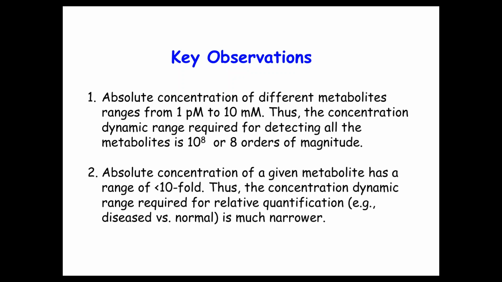The second observation is that the absolute concentration of a given metabolite in healthy individuals has a range of usually less than 10-fold. Thus, the concentration dynamic range required for relative quantification is much narrower. A range of up to, say, 100-fold should be sufficient in most metabolomics applications.